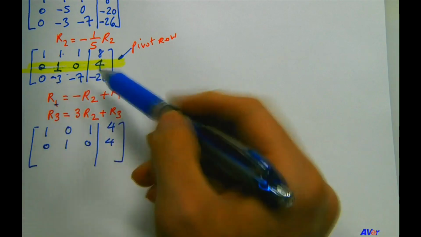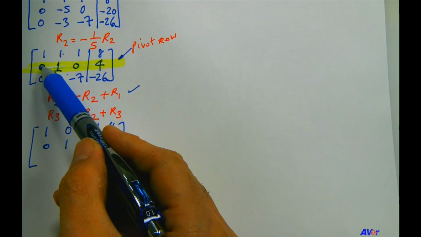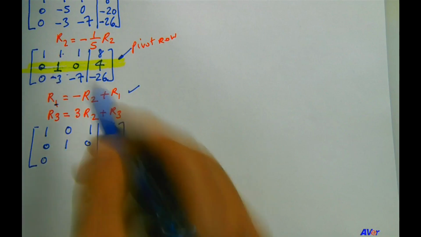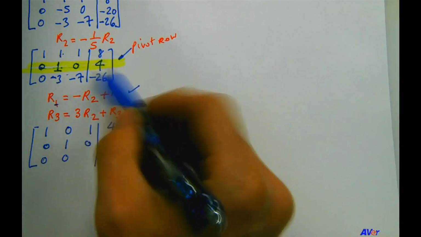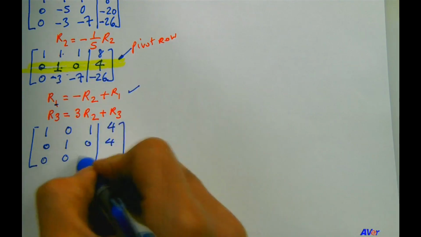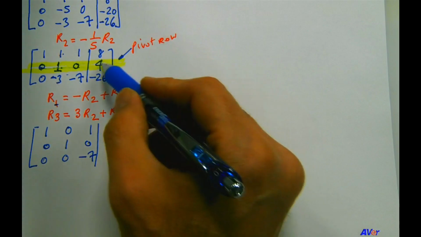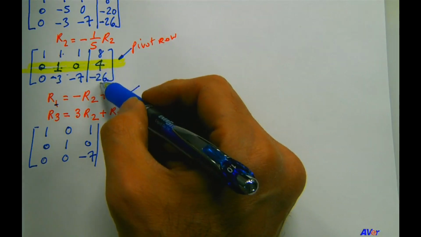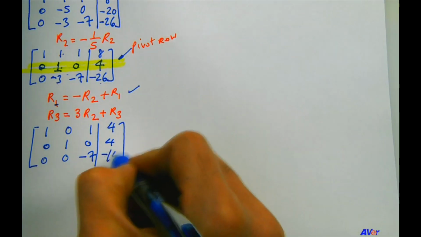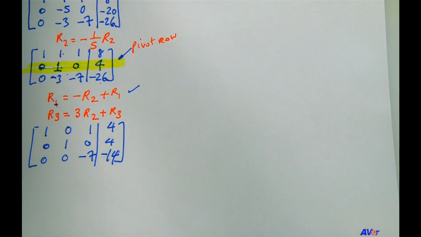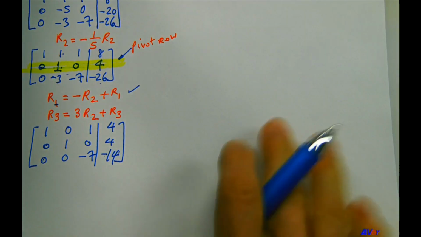So let's do that. 3 times 0 is 0, plus 0, 0. 3 times 1 is 3, plus -3, 0. 3 times 0 is 0, plus -7, it's -7. 3 times 4 is 12, plus -26, it is -14. Okay? Does this look anything like your matrix? If it does, fantastic. That's what I've been looking for.